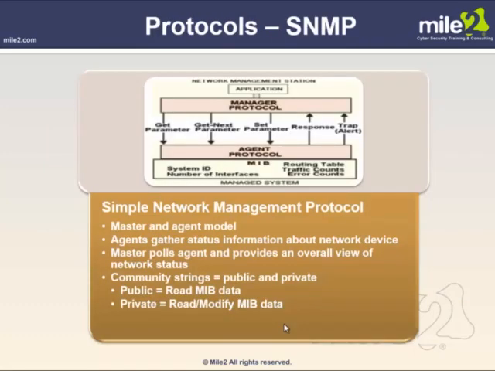Pretty cool. All right, then we have SNMP, your simple network management protocol. It basically runs off what's called a master and agent model. The agents gather status information about network devices, and the master polls the agent and provides an overall view of the network status. Now, we have community strings. These are default strings, one called public and one called private. The best thing to do there is to change them into something else. Public is for read-only, and private is for read and modify of your MIB data, depending on what community string you use.